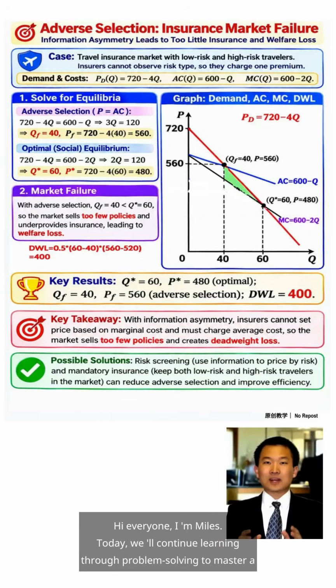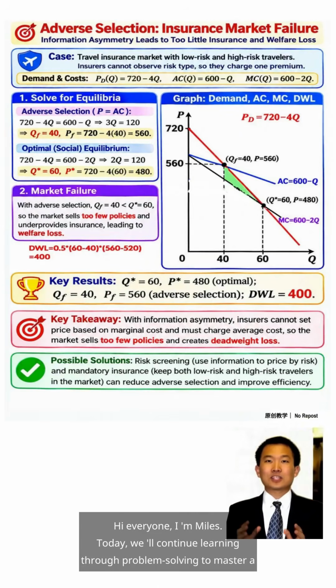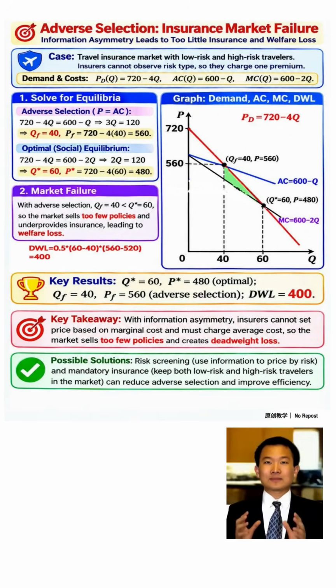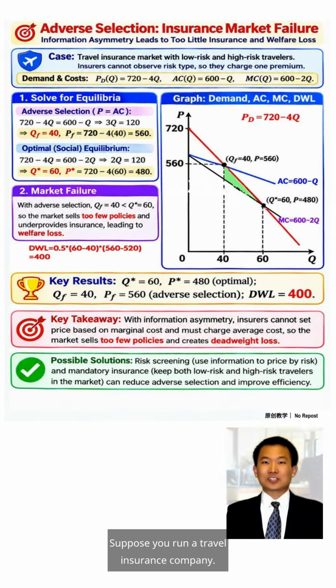Hi everyone, I'm Maz. Today, we'll continue learning through problem solving to master a classic market failure in modern microeconomics, adverse selection. Suppose you run a travel insurance company.